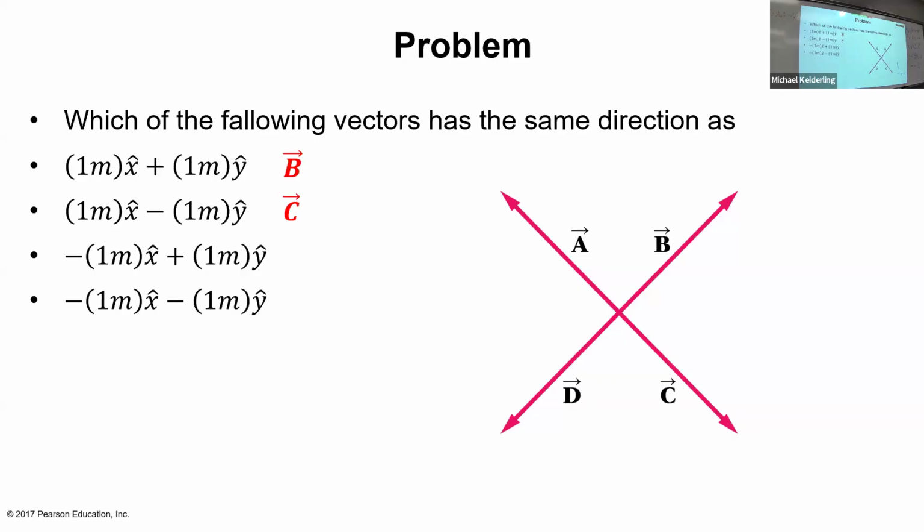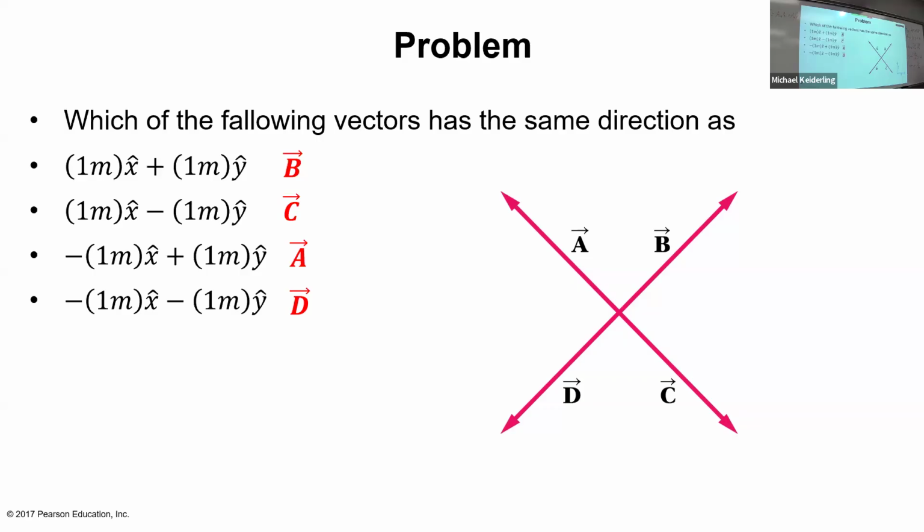C is correct. Minus 1 meter x hat plus 1 meter y hat. I think I heard A, which is correct. And then if both are minus, minus 1 meter x hat, minus 1 meter y hat, that's D. All this is writing out the components. It's a way to write out the components, but as a sum. And often it's just more convenient to be able to write it all out in one line like that.